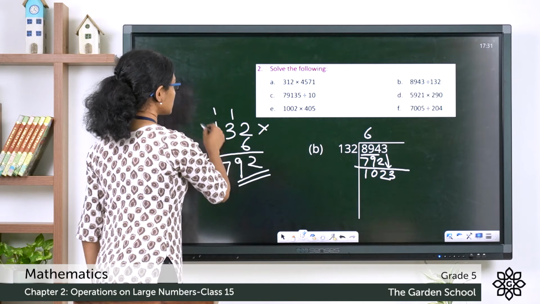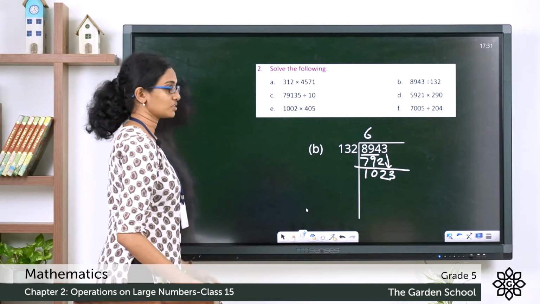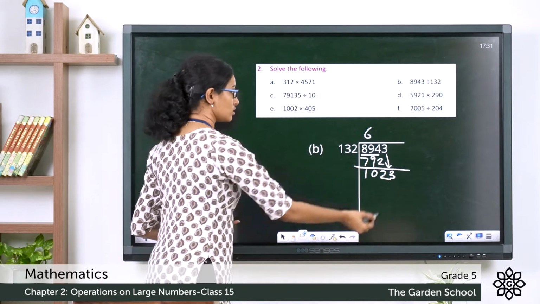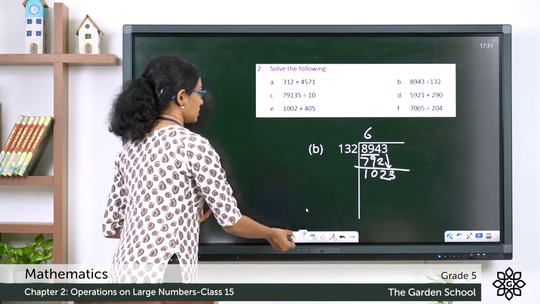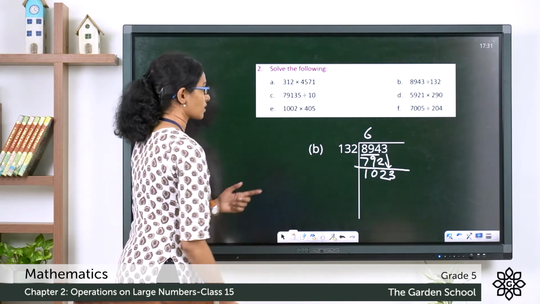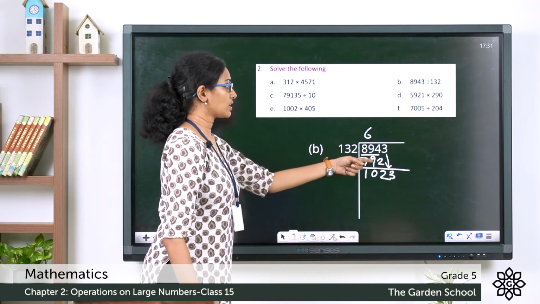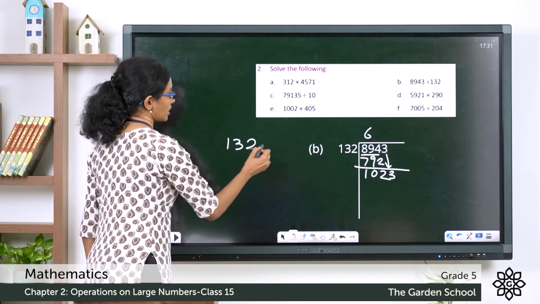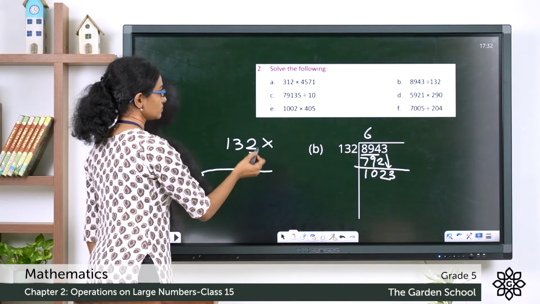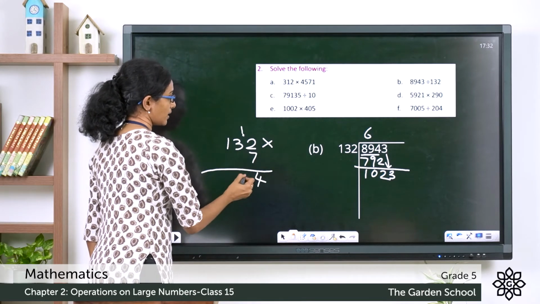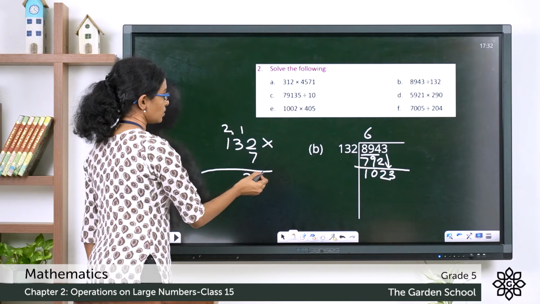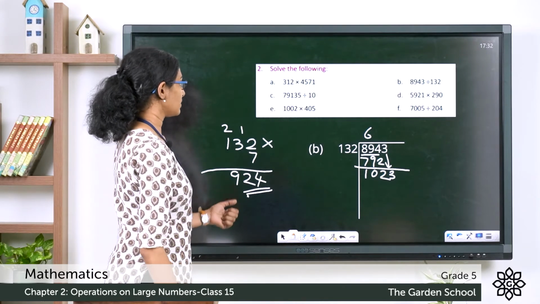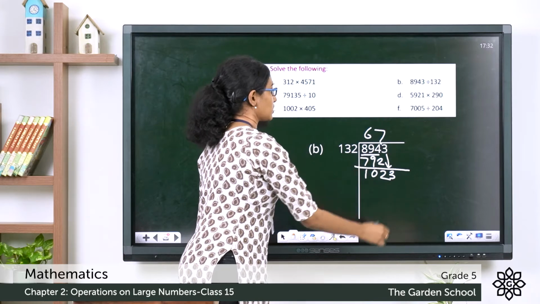So 132 into 10 times will be 1320. So 10 132s will definitely won't go in 1023. Now we already know 6 132s are 792. So let's try with 7 132s. So 132 into 7, 14, carry over 1, 22, carry over 2, 7 ones are 7 plus 2, 9. Okay. So 7 132s will fit in 1023.